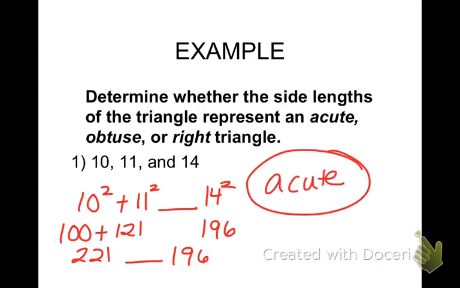So your c squared is smaller. It's acute. What do you put in the space, greater than or less than? Sure. You don't really need to put it there, just so you know that it's acute.